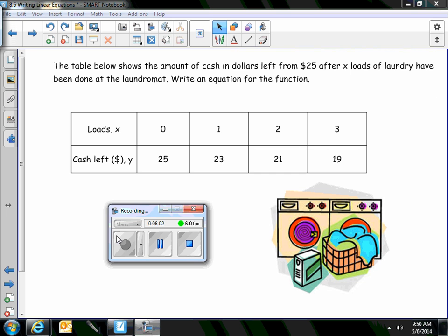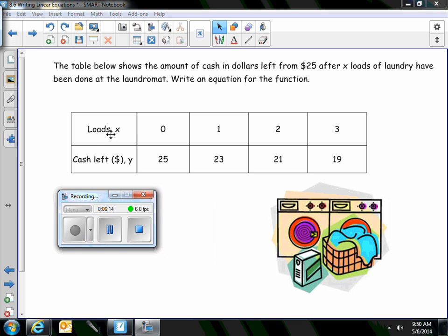The table below shows the amount of cash in dollars left from $25 after x loads of laundry have been done at the laundromat. Write an equation for the function. Now in this example, we have x. This could be our input, and then our output is what you did to x to get the y, the answer. So what I'm going to ask you to do right now is write an equation using the information given above about the table showing the amount of cash in dollars left from $25 after x loads of laundry have been done at the laundromat. So let's write an equation for the function.